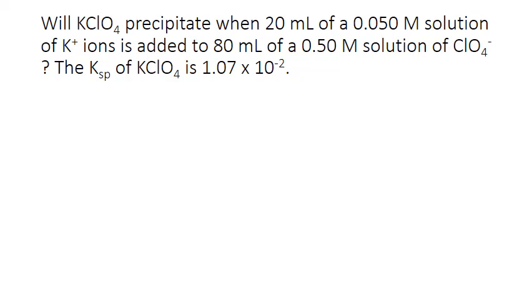Let's look at another example. We want to know if potassium perchlorate, KClO4, will precipitate out of a solution when we mix 20 milliliters of a 0.050 molar solution containing potassium ions with 80 milliliters of a 0.5 molar solution of perchlorate ions.